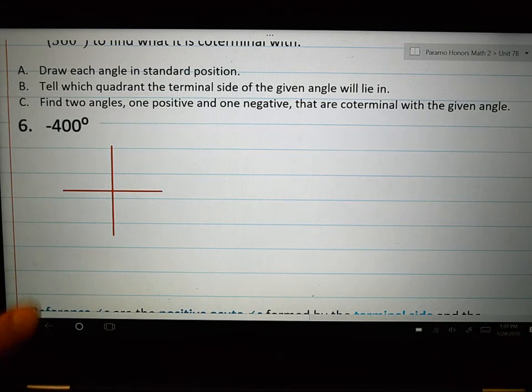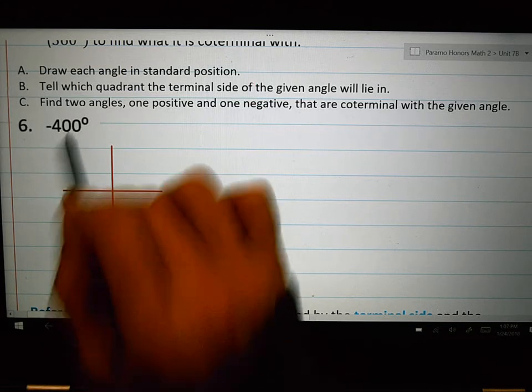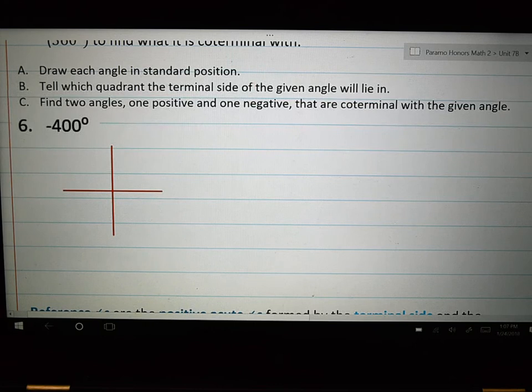This is number 6. These directions may not match entirely with what's in your worksheet on worksheet 6, but at least 1 or 2 of these will. So let's do it. Draw each angle in standard position. I'm going to draw my final answer. I'm going to show you how I get it. This is negative 400 degrees.